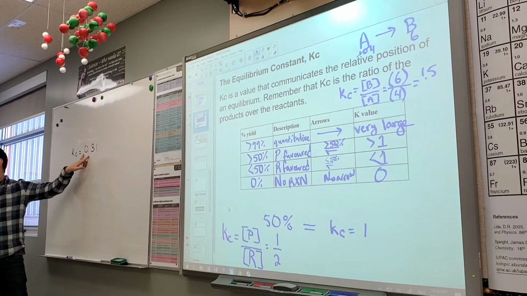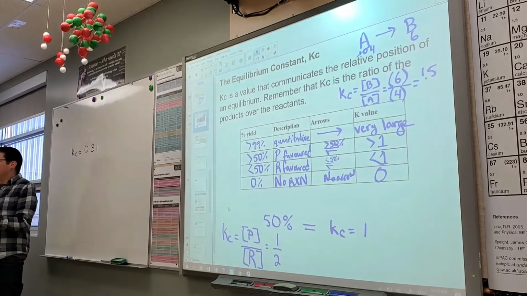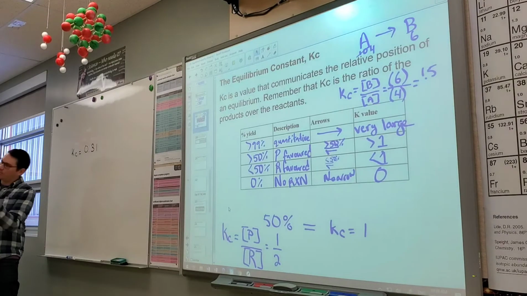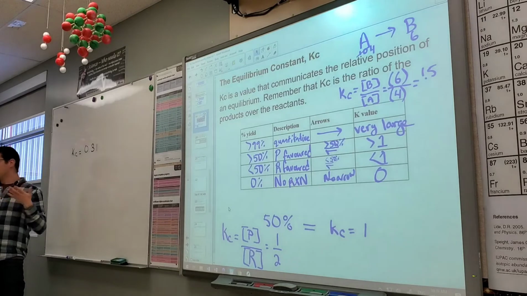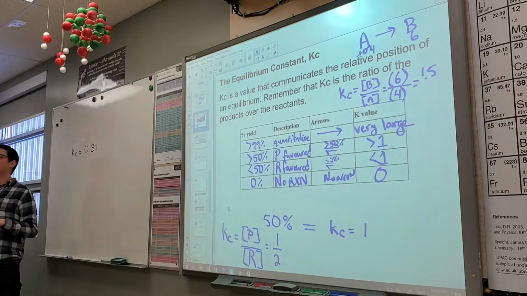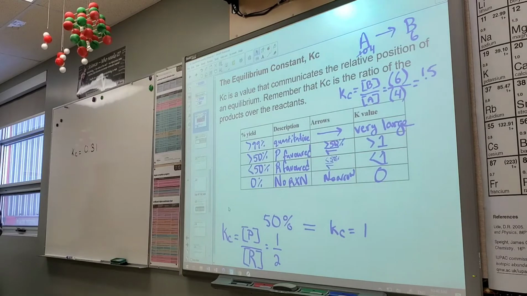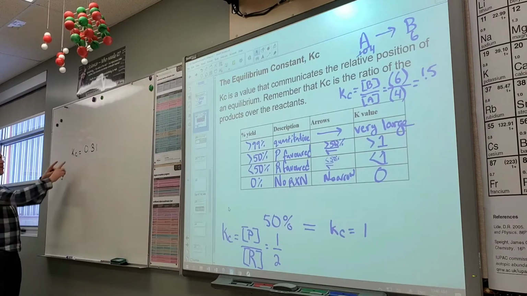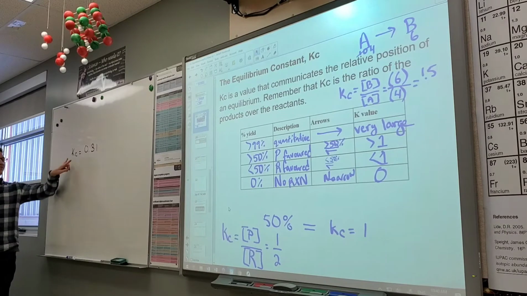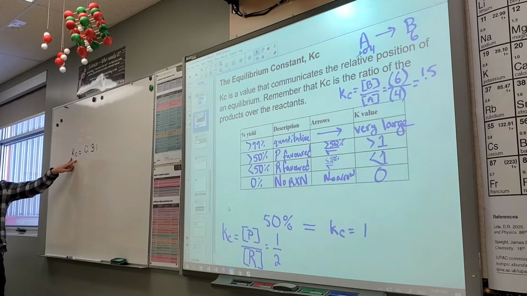How do you know? It's less than 1. Well, what does that mean? Why do you know something that's less than 1 means reactants favored? How could you reason this out for me? It's pretty tough. In general, what is every equilibrium constant equal to?